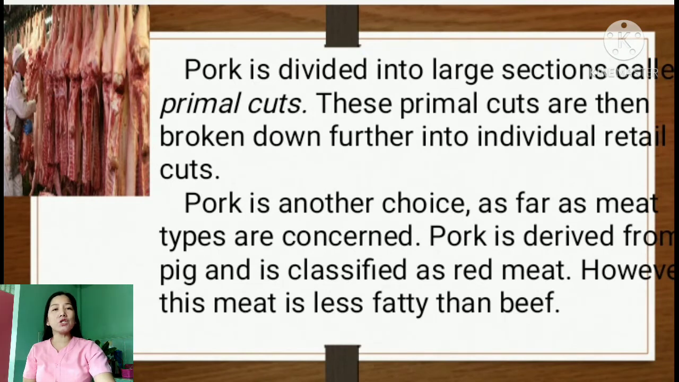So, kung mapapansin ninyo, sa karneng baboy, the fats are visible o nakikita natin agad yung taba ng baboy. Samantalang sa karneng baka, although siya ay mas mataba kaysa sa pork, hindi visible yung kanyang fats. The fats are invisible dahil yung kanyang fats ay nakatahi sa fiber ng mga muscle, or embedded sa fiber ng muscle ng karne.